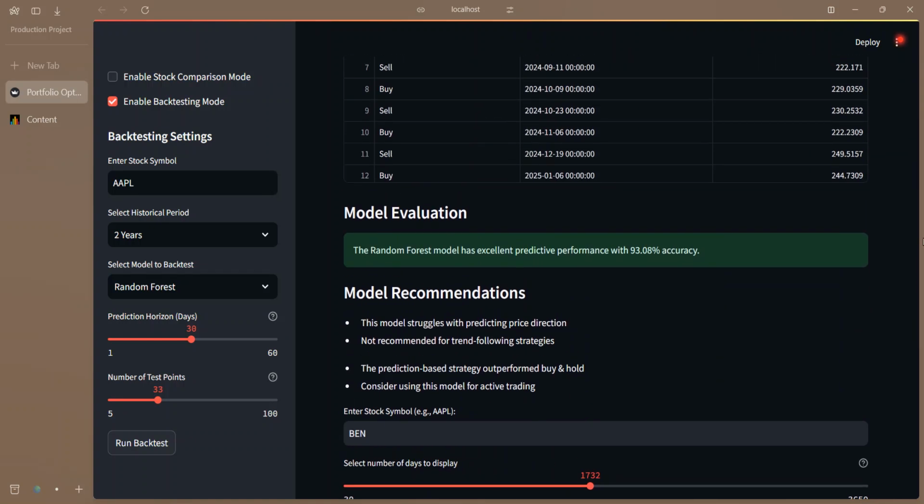And over here there's the model evaluation. Obviously, the model would struggle with the price prediction direction because it is not trained with much information compared to professional trading algorithms.